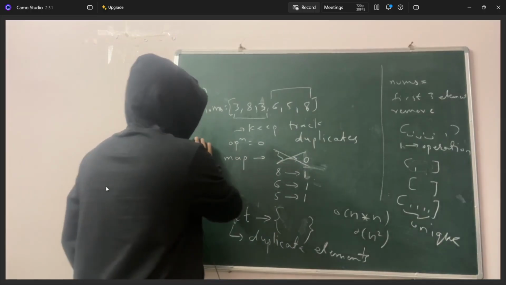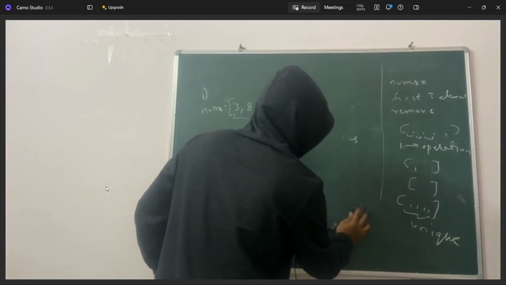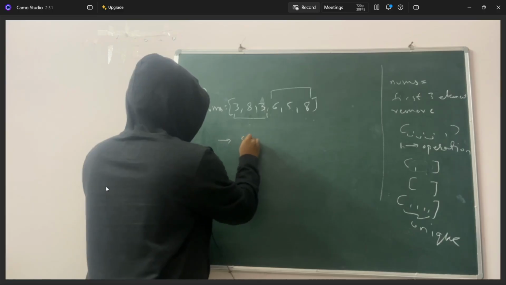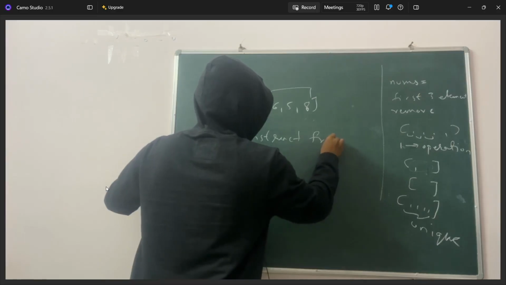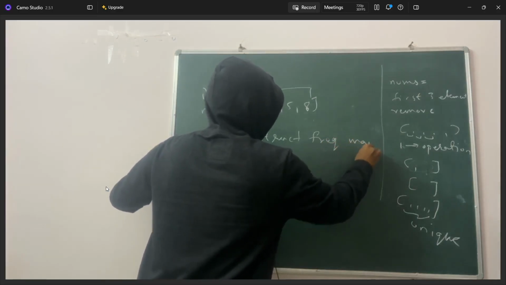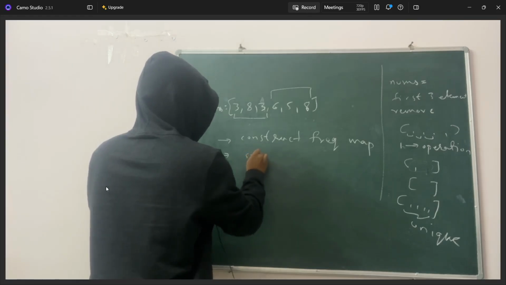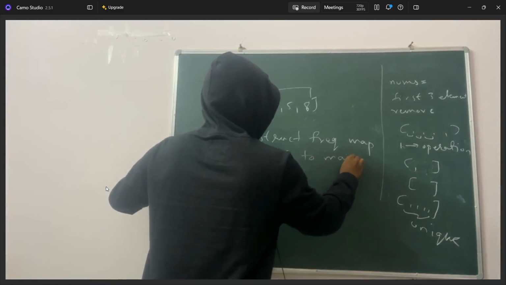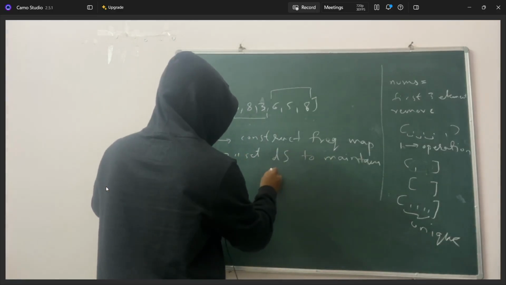So let's try to write pseudocode. I think pseudocode will be: construct a frequency map, and construct a set data structure to maintain duplicate elements.